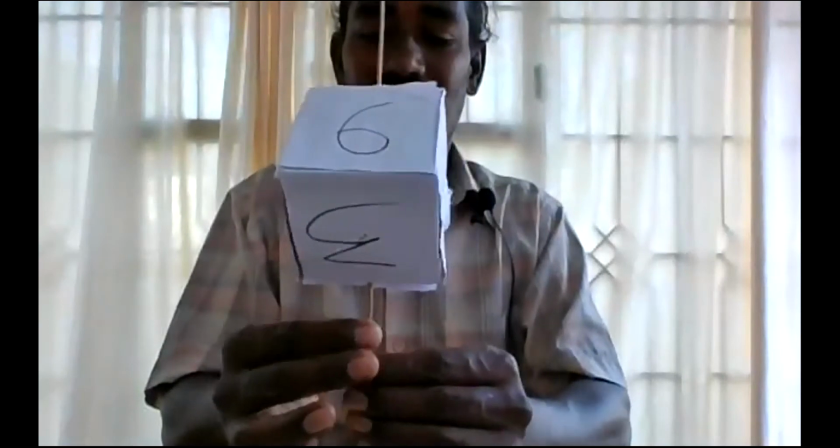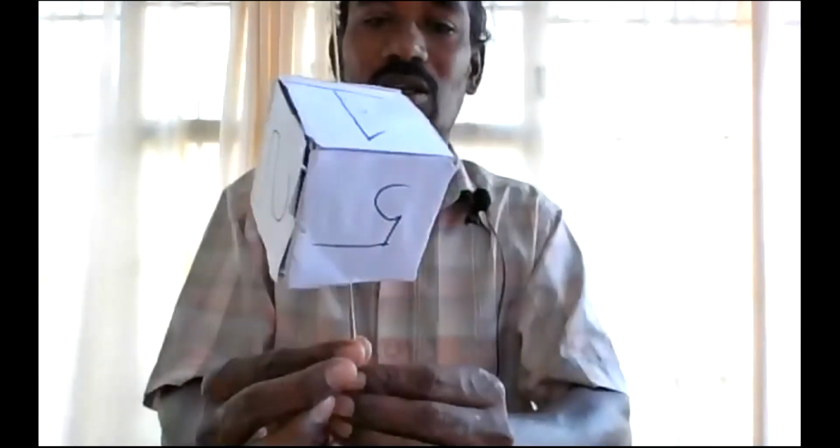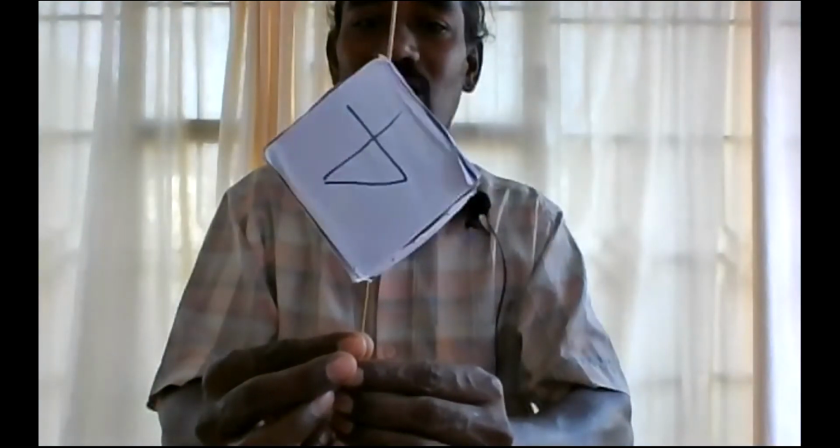Sir, again we'll start from initial. Now we will rotate this cube with respect to this axis to a certain minimum angle of rotation such that we get a similar image. Now we will rotate. So we got a similar image here. That means you are saying that we rotated 180 degrees. We will continue. Now we came to the initial position.